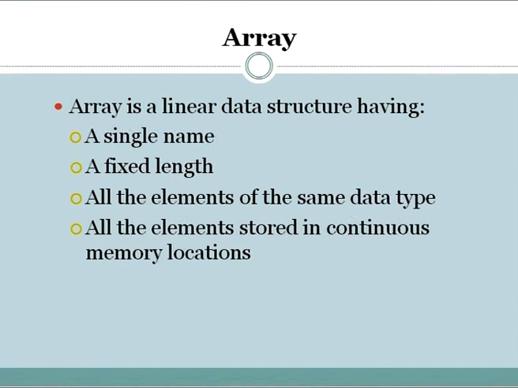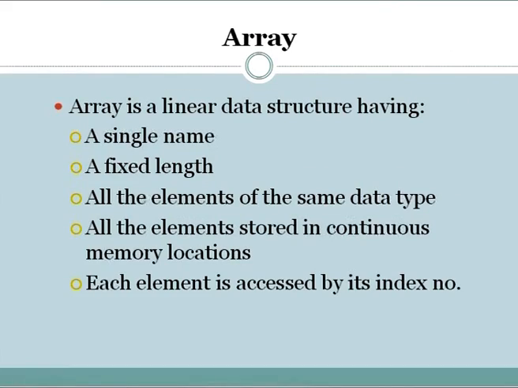And all the elements of array are stored in continuous memory location. As we studied that for each variable, some memory space is reserved. When you declare 5 variables, then memory space is reserved for each variable. An important property of array is that memory space is reserved for each element in the array list, and all the elements of array are stored in continuous memory location. And each element of the array is accessed by using its index number.